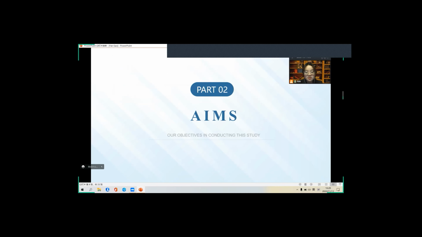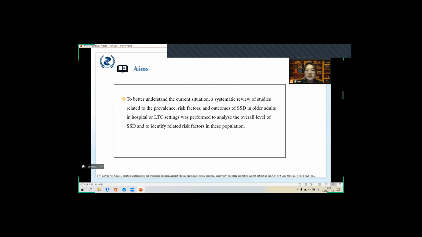Therefore, the aim of the present study is to better understand the current situation. A systematic review of the studies related to the prevalence, risk factors, and outcomes of subsyndrome delirium in older adults in hospital or long-term care settings was performed to analyze the overall level of subsyndrome delirium and to identify related risk factors in this population.